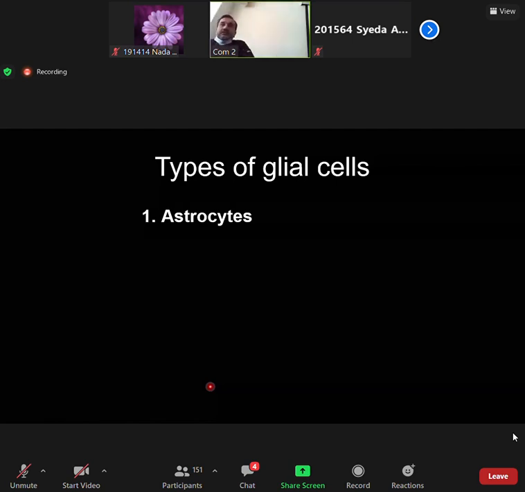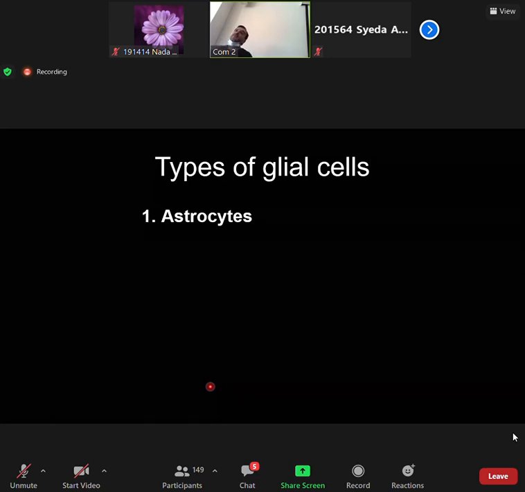And there are two types of astrocytes. One are fibrous astrocytes, which are present in white matter mainly. And the other one are protoplasmic astrocytes, which are present in the gray matter, or where you have the cell bodies of the neurons present. So you have two types of astrocytes. One are fibrous and the other are the protoplasmic astrocytes. Now there are multiple functions of the astrocytes. One of the functions of the astrocytes is that it insulates the synapses.